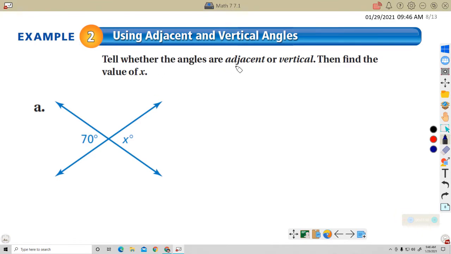Okay, and example 2 here. Tell whether the angles are adjacent or vertical, then find the value of x. When they say the angles, they're talking about the labeled angles here. So 70, this angle, and this angle. Those are vertical angles, right? Because they're across from each other, and they're formed by 2 intersecting lines. And find the value of x. Well, we know that vertical angles are equal measure. So x equals 70. It's the same as the other side.